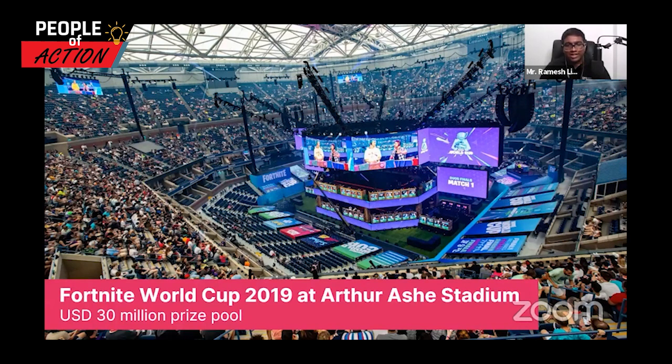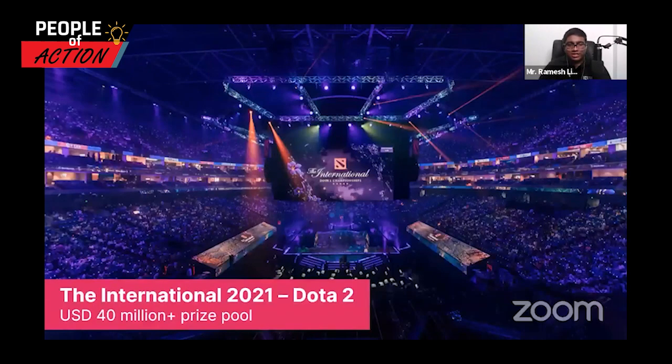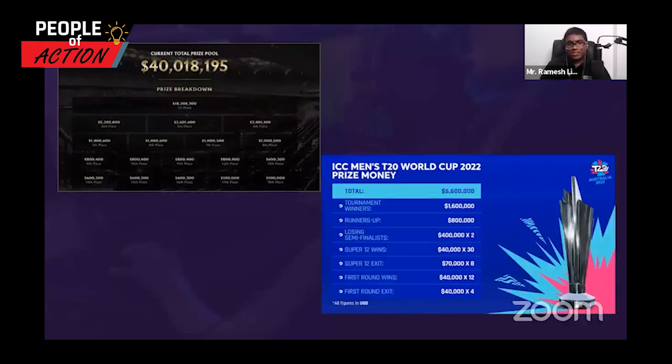This is a tennis stadium, which was completely converted to an esports event. And if you look at an even higher prize pool, this is the Dota 2 International event. Dota 2 is another RTS game, a PC game, just like League of Legends. And that had a $40 million prize pool. This is in 2021.